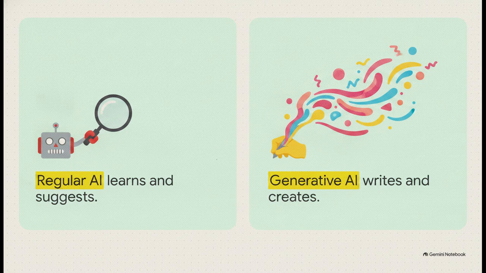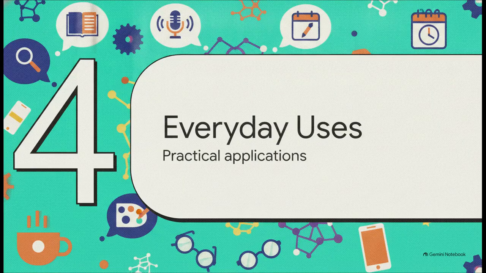They can write a letter from scratch, they can brainstorm gift ideas with you, or they can even look at a photo and describe it to you. It's moving from an assistant who just points the way to an assistant who can actually sit down and draft the letter for you. Which brings us to Section 4, Practical Everyday Uses.